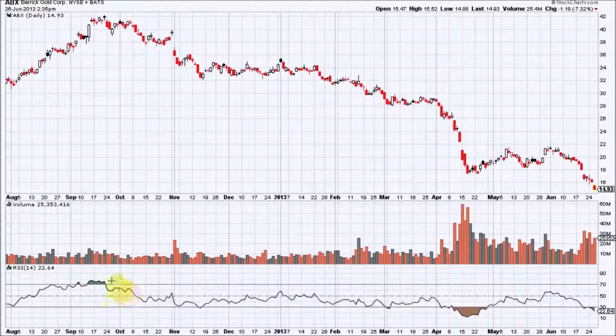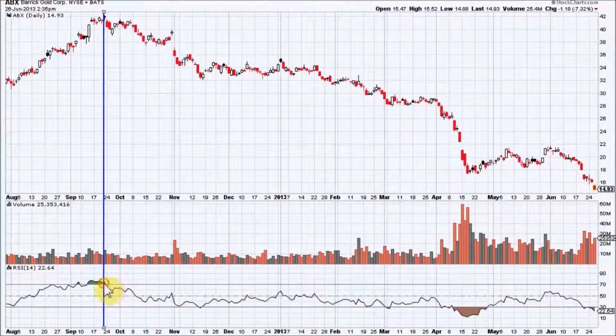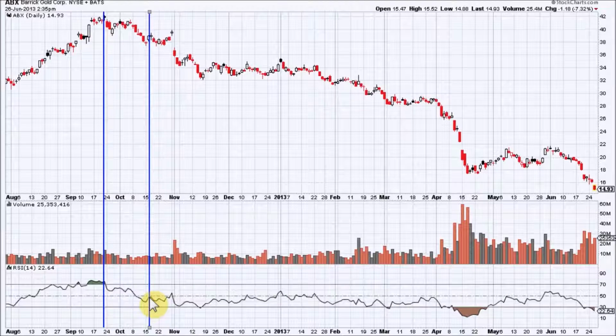So let's go ahead and talk about, let's say you went short ABX when it became extremely overbought here above the 70 line, and it finally broke all support in this area and broke down through it. Okay, so this would be your initial entry. You sell short. Okay, the RSI drops through the midline, becomes almost totally oversold around 30, and then comes up and tags the 50 line.